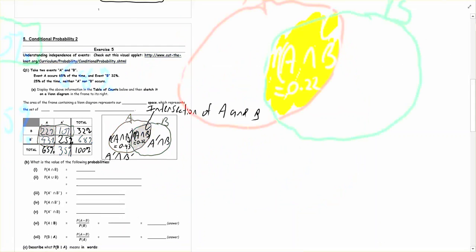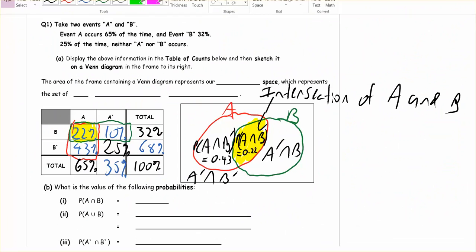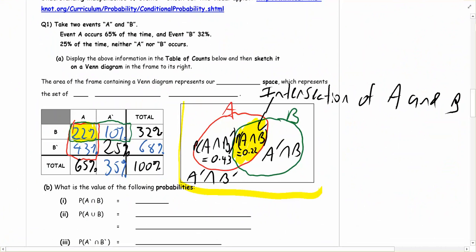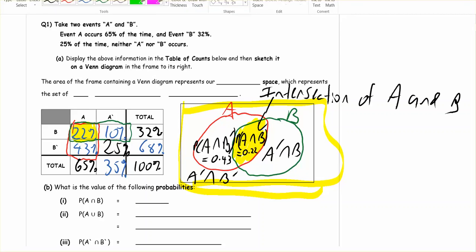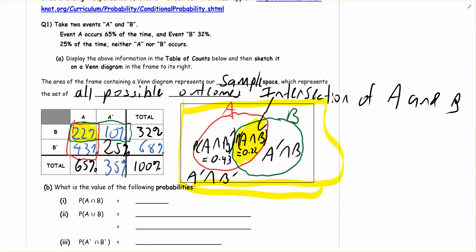Now, some special terminology. The area of the frame containing a Venn diagram, so that's the set of all possible outcomes that could occur, the whole shebang, represents what we call our sample space. So the word that goes up here is sample space. And it represents the set of all possible outcomes. And you always need to draw that frame in. If you don't draw the frame, it looks like there's no way of getting the no-no event.